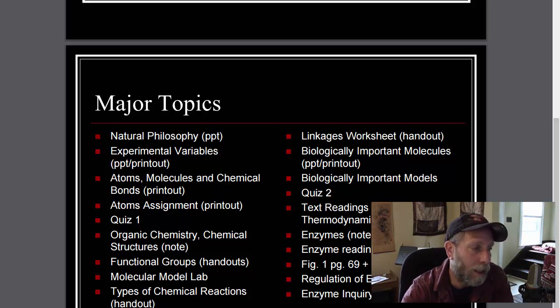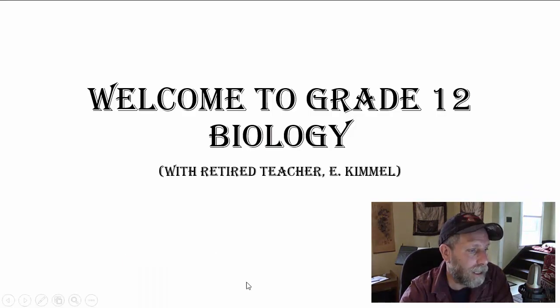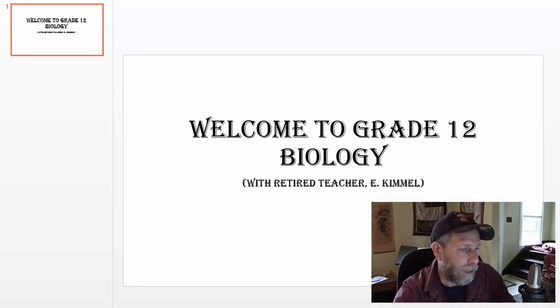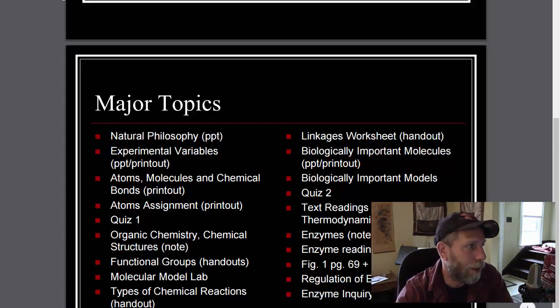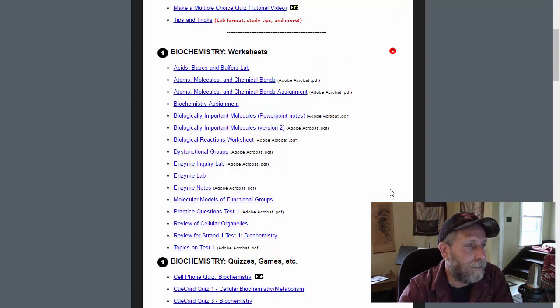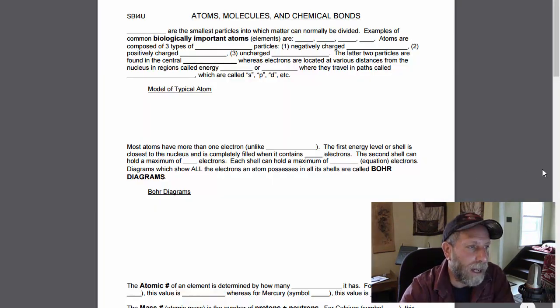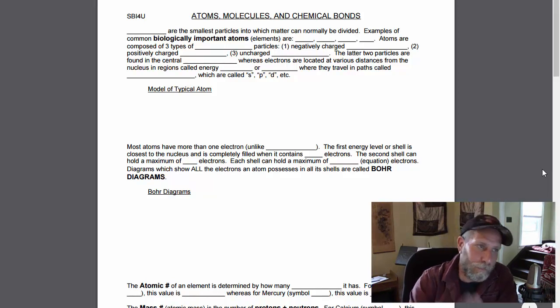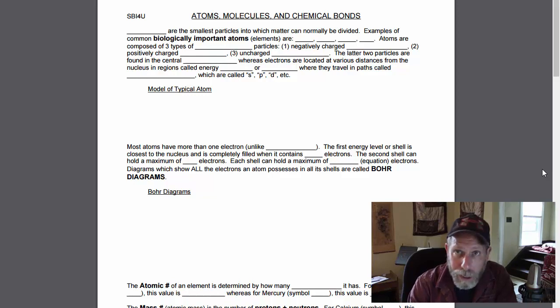Now, I've got, as my third point down here, atoms, molecules, and chemical bonds. I called it that because I have a printout. I'm going to go back to my website here. Over here, atoms, molecules, and chemical bonds, Adobe PDF. If you click on that, you will get a few pages that you can print out. Again, your teacher may choose to use this exact worksheet, and maybe not. But either way, it's not a bad thing to have.